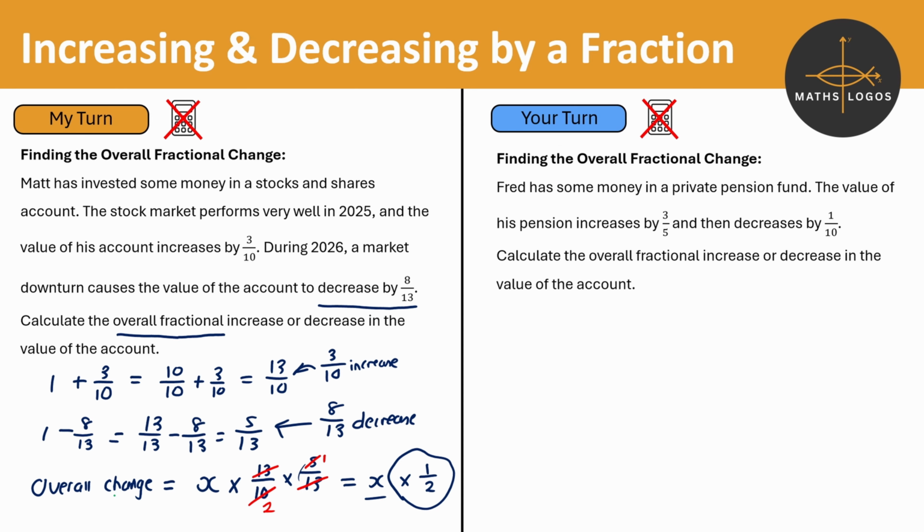Pause the video and give this question a go. Fred has some money in a private pension fund. The value of his pension increases by 3/5 and then decreases by 1/10. Calculate the overall fractional increase or decrease in the value of the account.